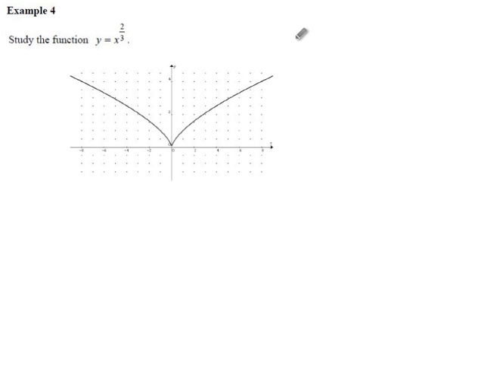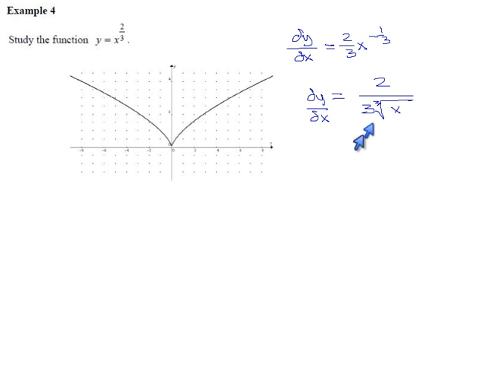extrema for this. We would take its derivative, which is 2/3 x to the minus 1/3, which is the same as 2 over 3 cube root x. And now when we're looking for points of interest on this derivative, places where it's either 0 or where it's undefined, it turns out there are no places where it's 0. But there is a place where it's undefined, and that's when x is exactly 0.